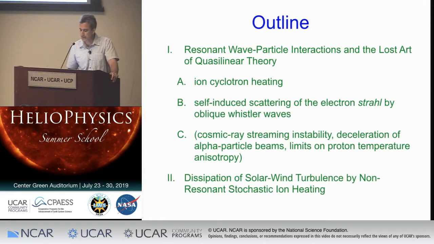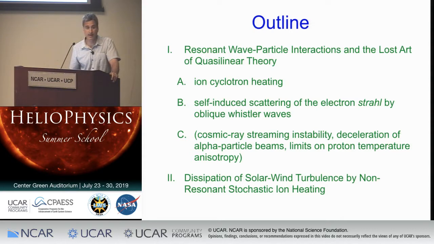And I'll consider two examples in some detail, ion cyclotron heating and also scattering of energetic electrons by oblique Whistler waves. A Whistler wave is another type of plasma wave. I'll also mention a couple of other examples, cosmic ray streaming instability, the deceleration of alpha particle beams, and limits on proton temperature anisotropy, just in passing. But we'll spend most of our time going over quasi-linear theory and doing those couple of examples.